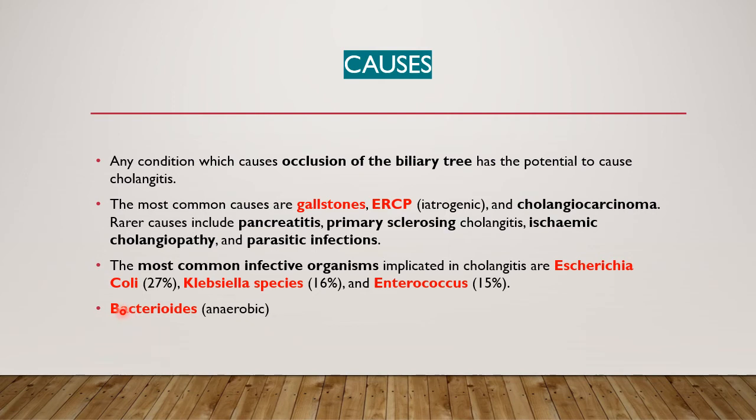It's important to know that the most common infective organism implicated in cholangitis is E. coli, Escherichia coli, which accounts for 27% of the infections, Klebsiella species for 16%, and Enterococcus for another 15%. Okay, these are all gram-negative organisms. In addition to that, they have the bacteroides, which is an anaerobic organism.